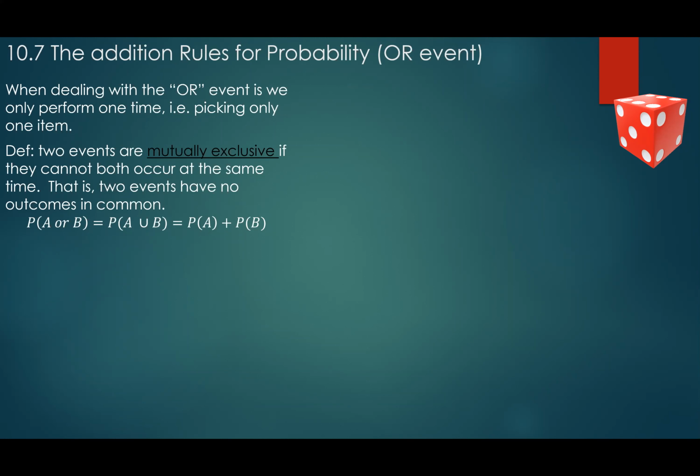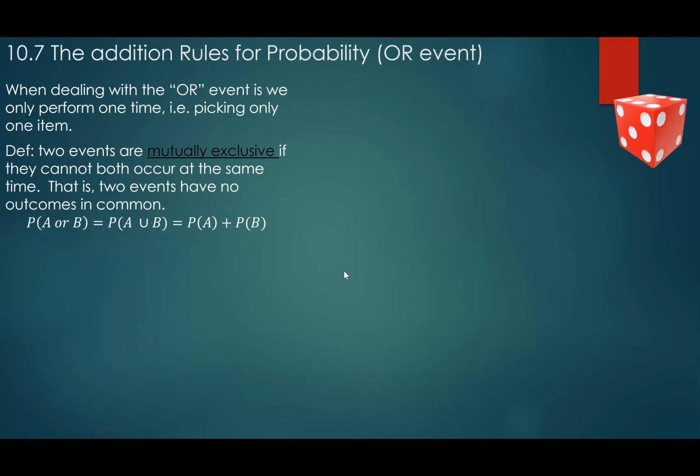Okay, so as you will see right here, they will ask you to find the probability of something or something. So to find the probability of something or something, this is what you need to do: if they are mutually exclusive, all you need to do is find the probability of the first item plus the probability of the second item, we're done.